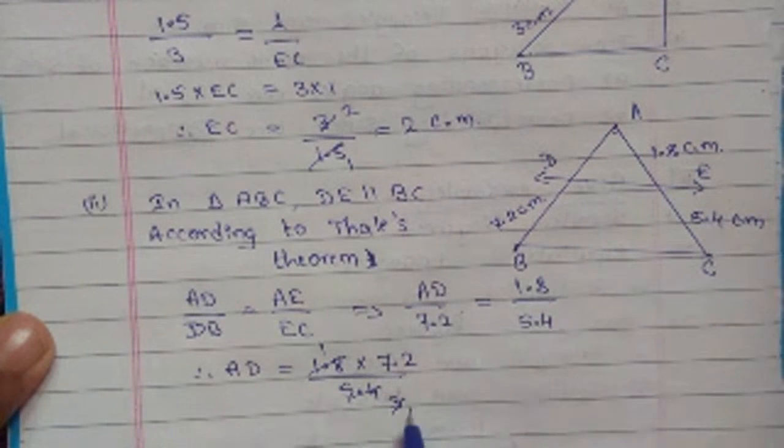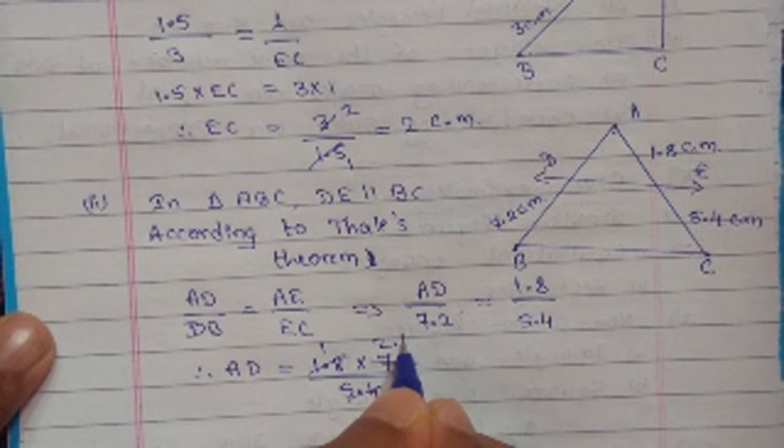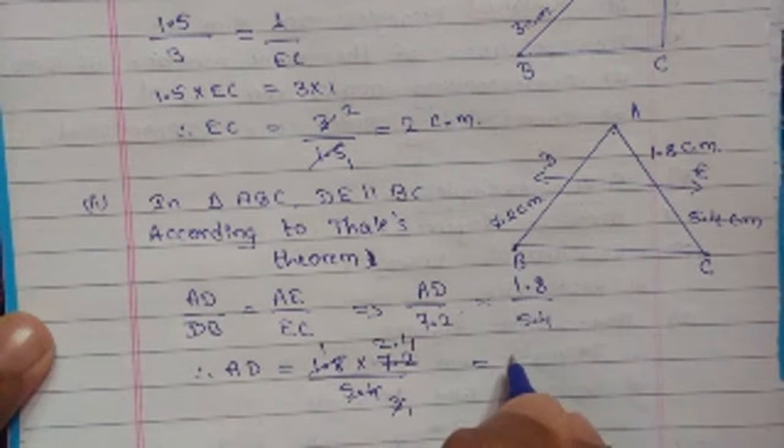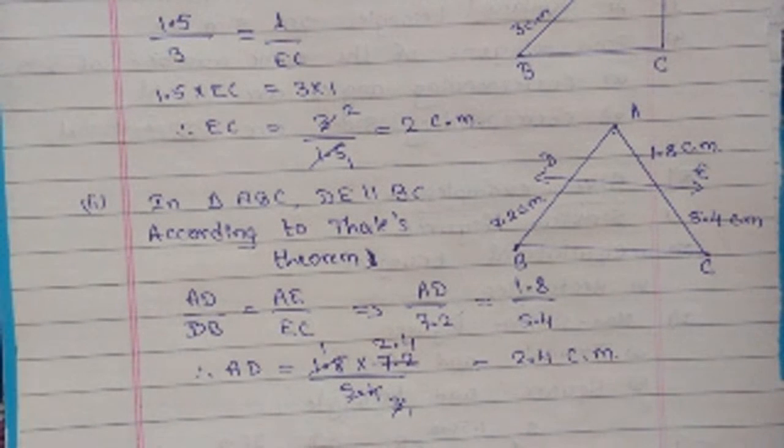Then 3 ones are 3, 3 twos are 6. Point, it becomes 12. Then 3 fours are 12. So the answer is 2.4 centimeter. 2.4 centimeter. How many of you understood this?